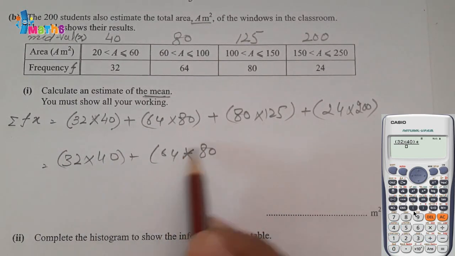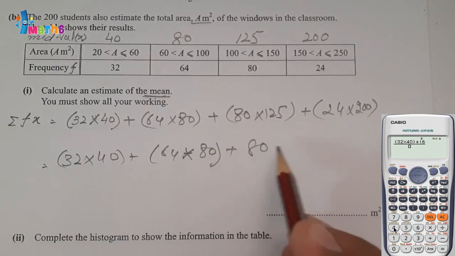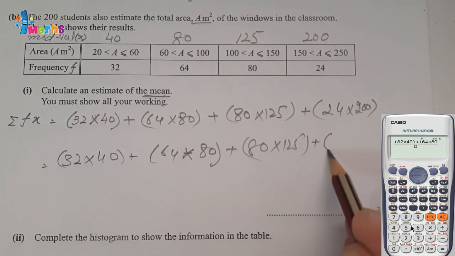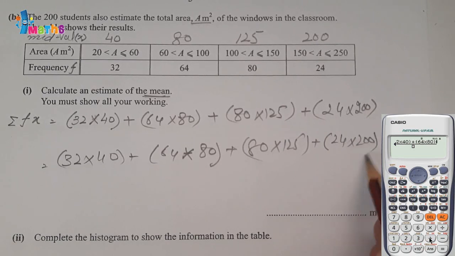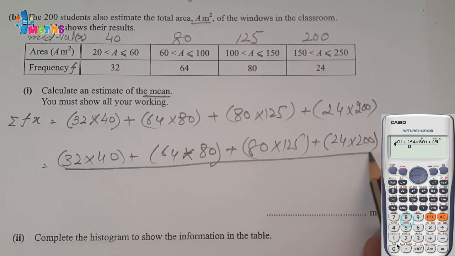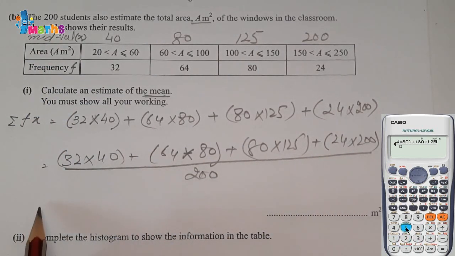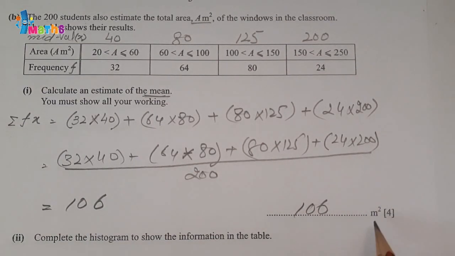64 multiply by 80, and 80 multiply by 125, plus 24 multiply by 200. So all this one will be divided by number of students, which is provided as 200. So we'll write 200. We'll use calculator to solve, and we will get answer for this. For calculator, we'll be calculating this whole fraction, will be writing divided by 200, and answer will be 106. So 106 meter square will be the answer.